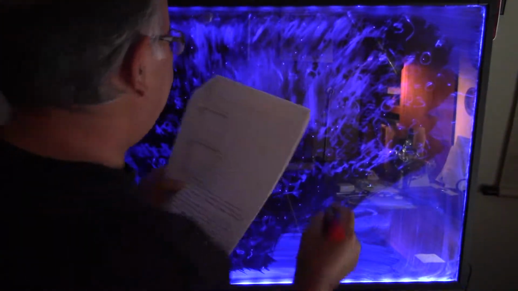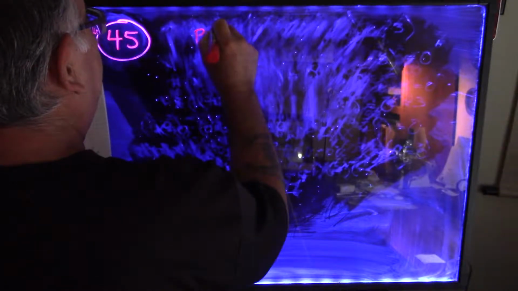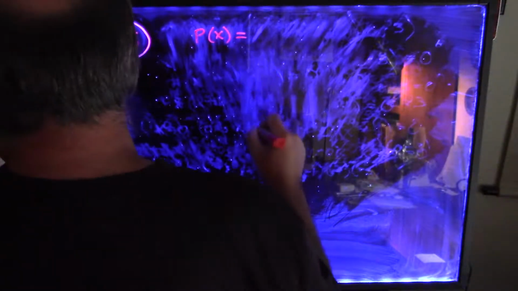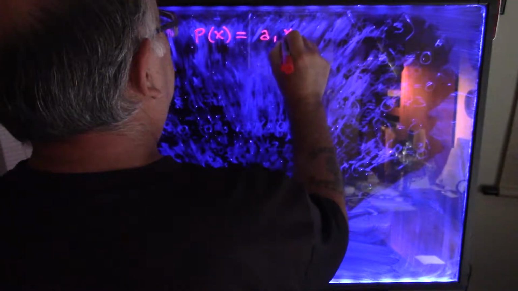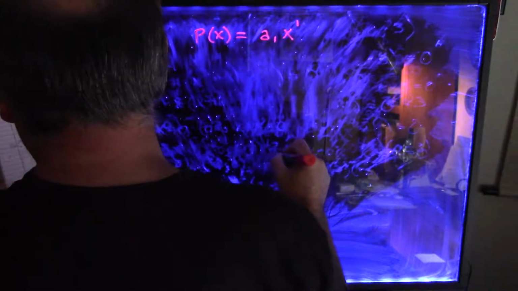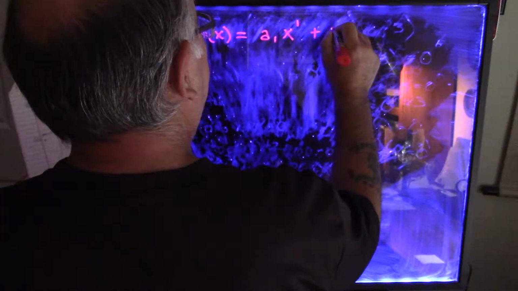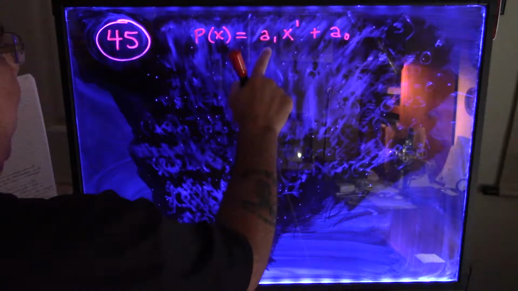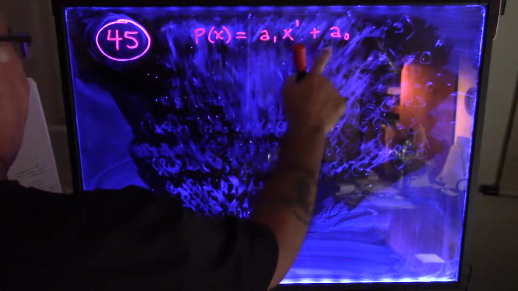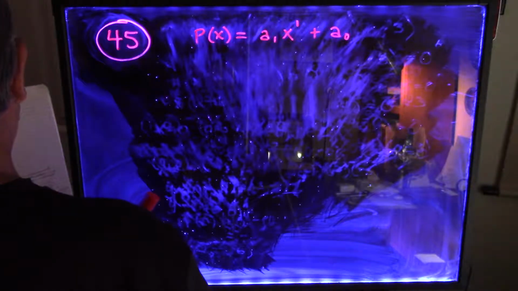All right. Well, we know it has a degree of 1 because what we have here is a straight line. So it is a polynomial function. Call it p of x is equal to, let's say, a sub 1 x raised to the power 1 plus a sub 0, where a sub 1 is the slope and a sub 0 is the y-intercept.